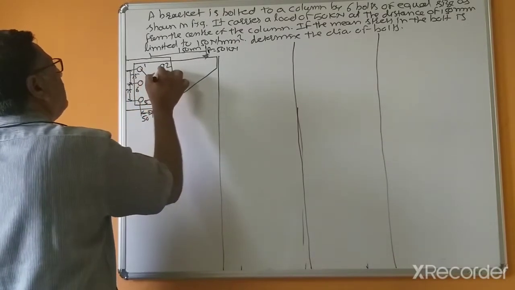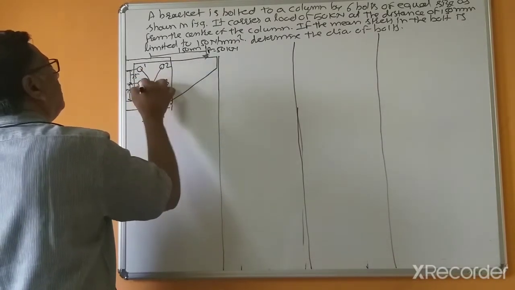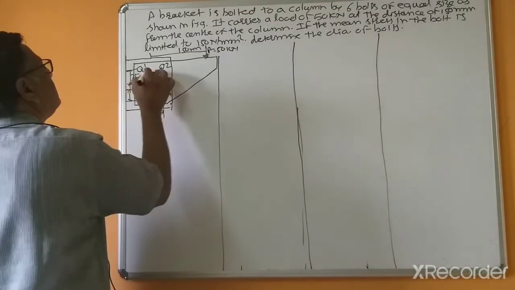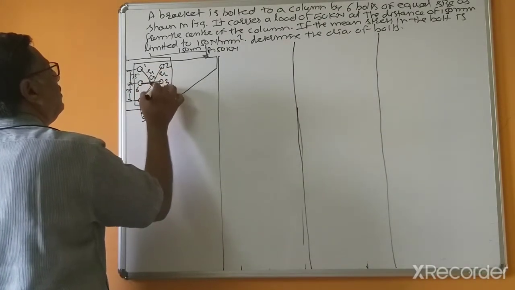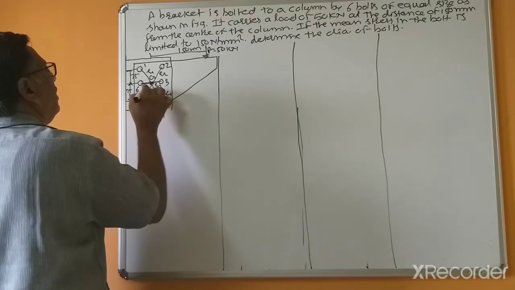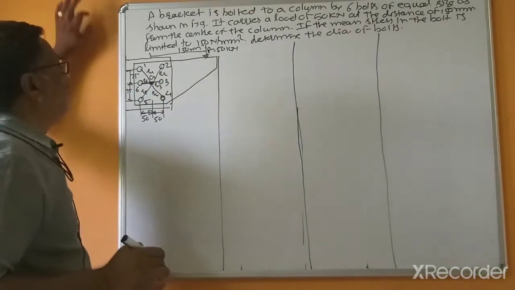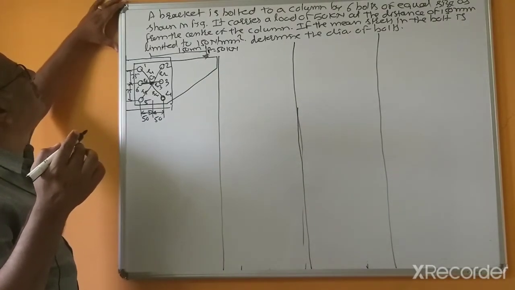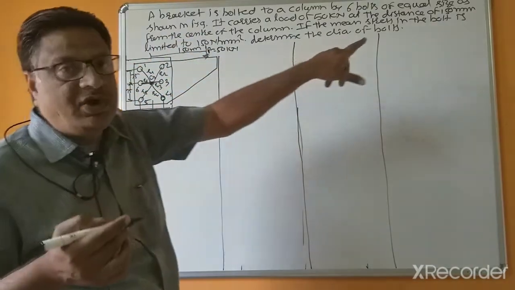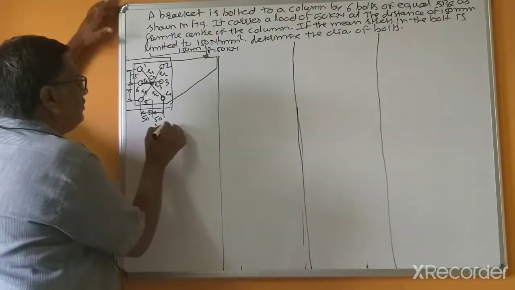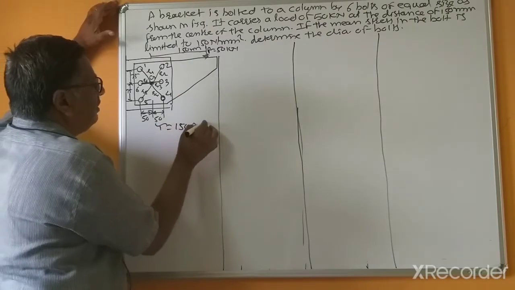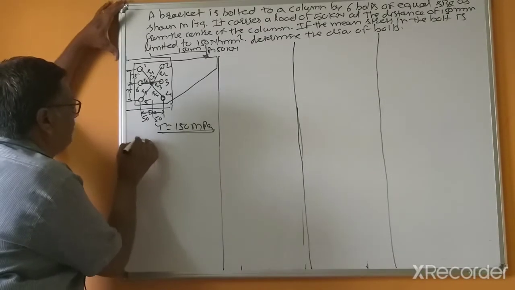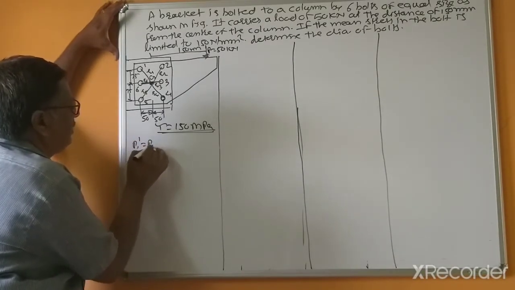Now I join with center of gravity. Suppose this is center of gravity, and this is R1, R2, R3, R4, R5, and this is R6. 6 bolts of size shown in figures. If the mean stress in the bolt is directly given, this is tau equal to 150 megapascals, and primary shear force on each bolt, directly I am writing.